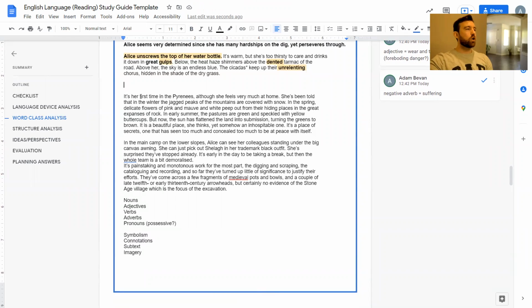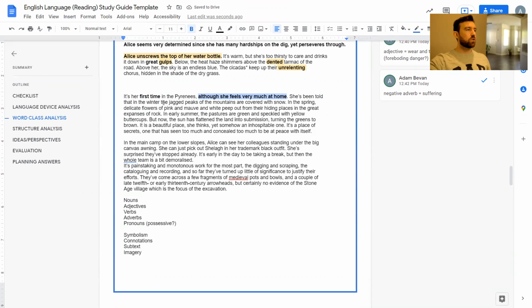So it's her first time in the Pyrenees. So remember, I'm not going to spend too much time on this one, but I said about how the gulping of the water maybe shows her inexperience. Maybe she's not taking breaks like she should and things like that in this heat. So inexperience, although she feels very much at home. Now, this is obviously a juxtaposition. We're not going to talk about language devices today, but there's a juxtaposition there.